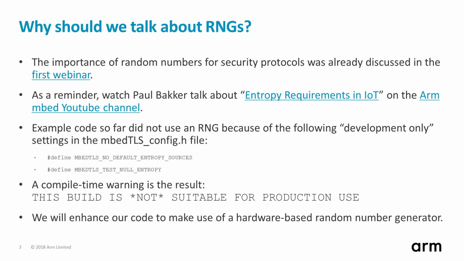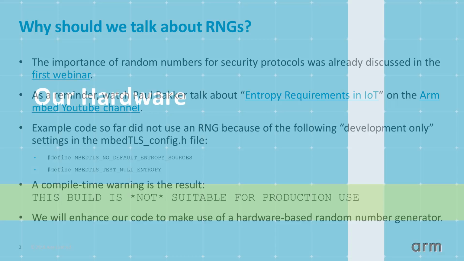Those who carefully watched my talks may have noticed that I had actually cheated in my example code. The code did not use an RNG due to the settings in the Mbed TLS config.h file, and particularly those that are listed here: no entropy sources, and test null entropy. And this led to a compile time warning which said this build is not suitable for production use. We glanced over these warnings. But today we will enhance our code to make use of a hardware-based random number generator.